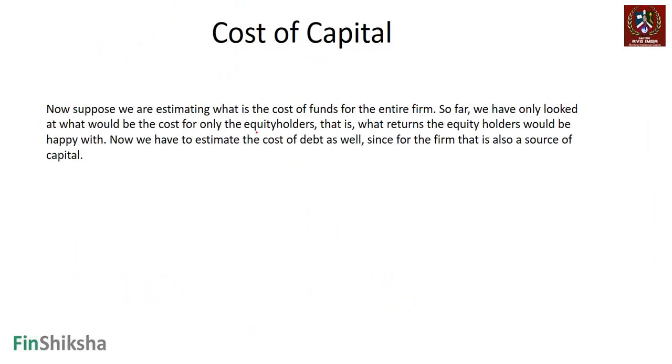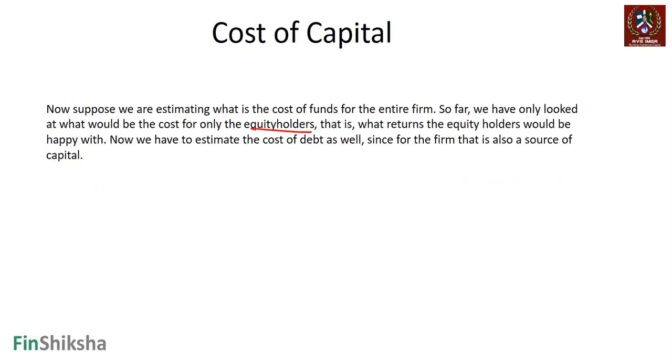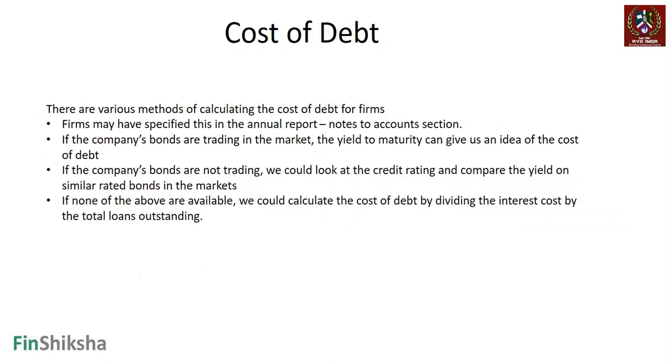But now, instead of only equity holders, we are going to look at all other stakeholders as well. And that is where the cost of debt comes in. Now, we need to take some weights into account, so we take the weighted average of cost of equity and cost of debt. So there are two inputs. We've already calculated cost of equity. We now need to turn our attention to what the cost of debt for a firm should be, and then find out what weights we use in calculating this cost of capital. Let's understand the cost of debt.